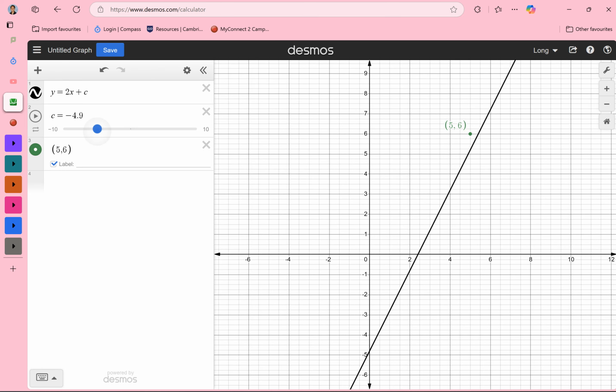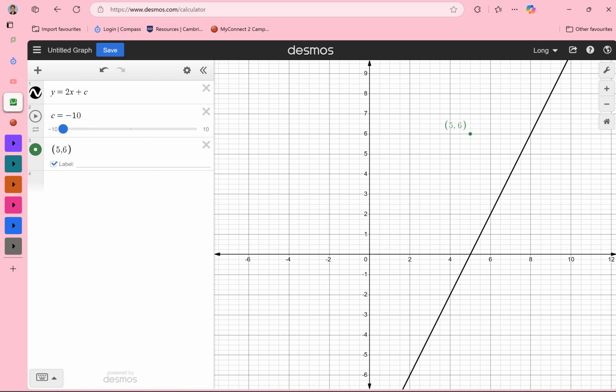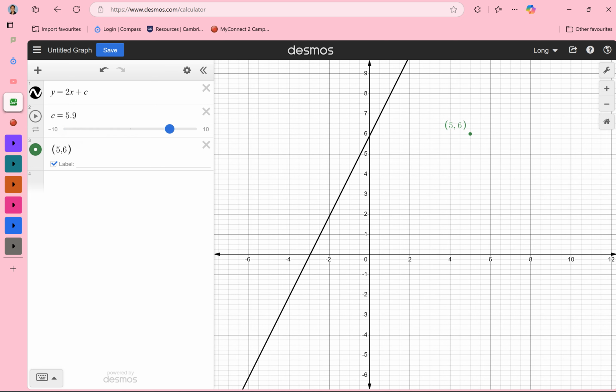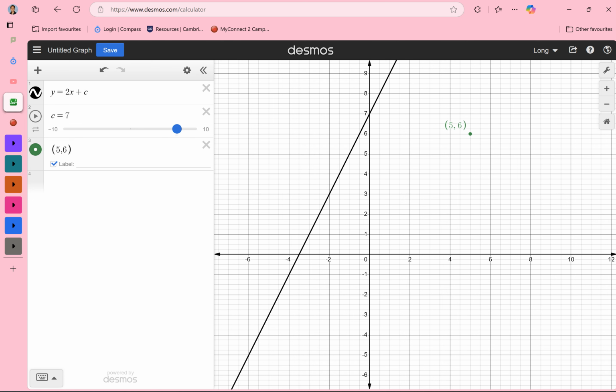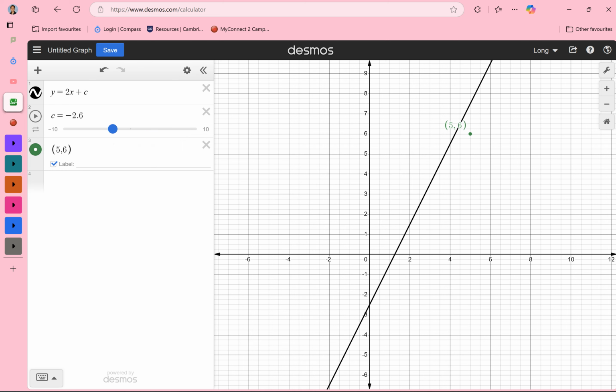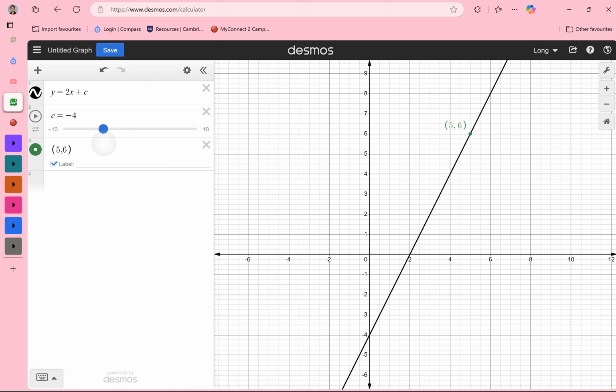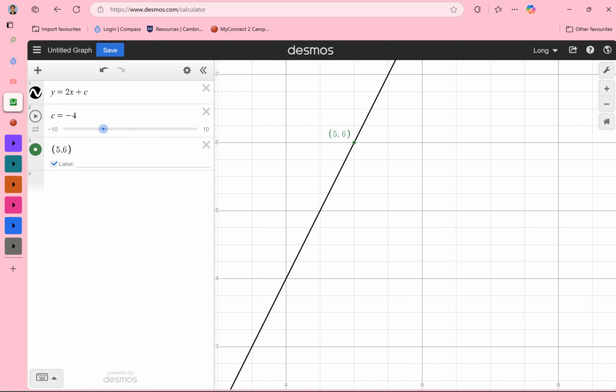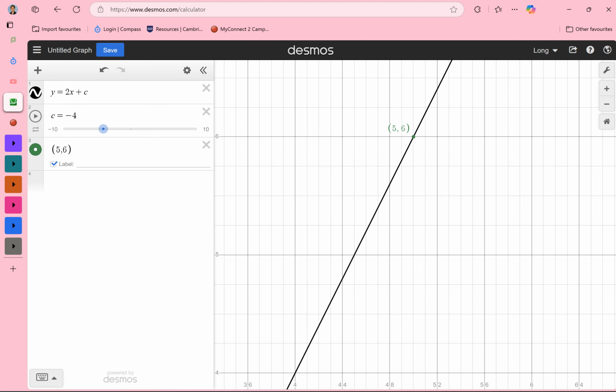So when c is negative 4, it doesn't touch it. If I go any more negative, negative 10 doesn't touch it. If I go more positive, it doesn't touch it. But eventually, there is a number that as I'm getting closer and closer to, it is getting closer to touching it. And we calculated it to be negative 4. So you can see that when c is equal to negative 4, the line does actually cross through 5,6.